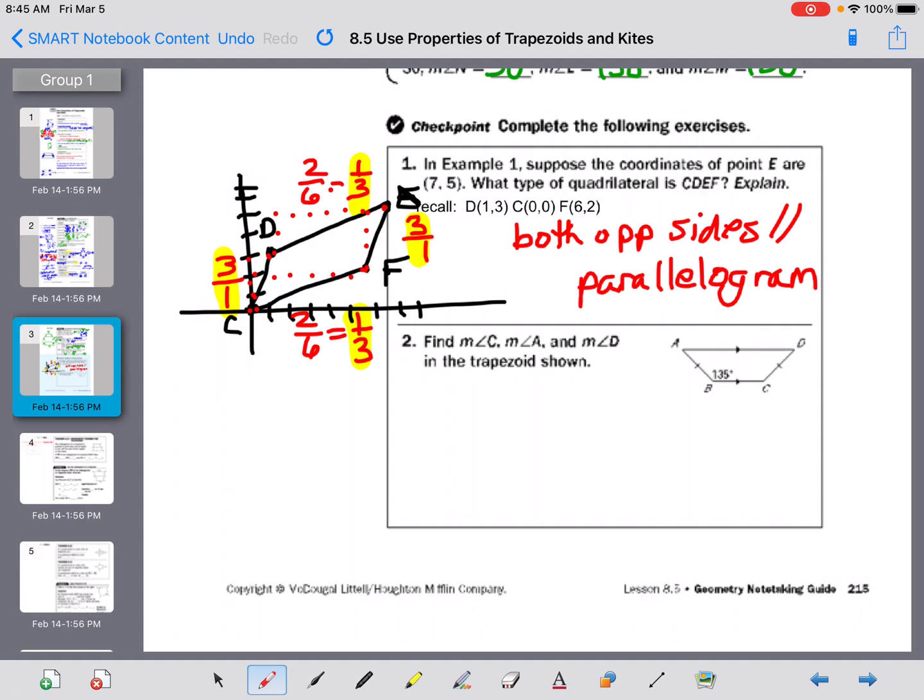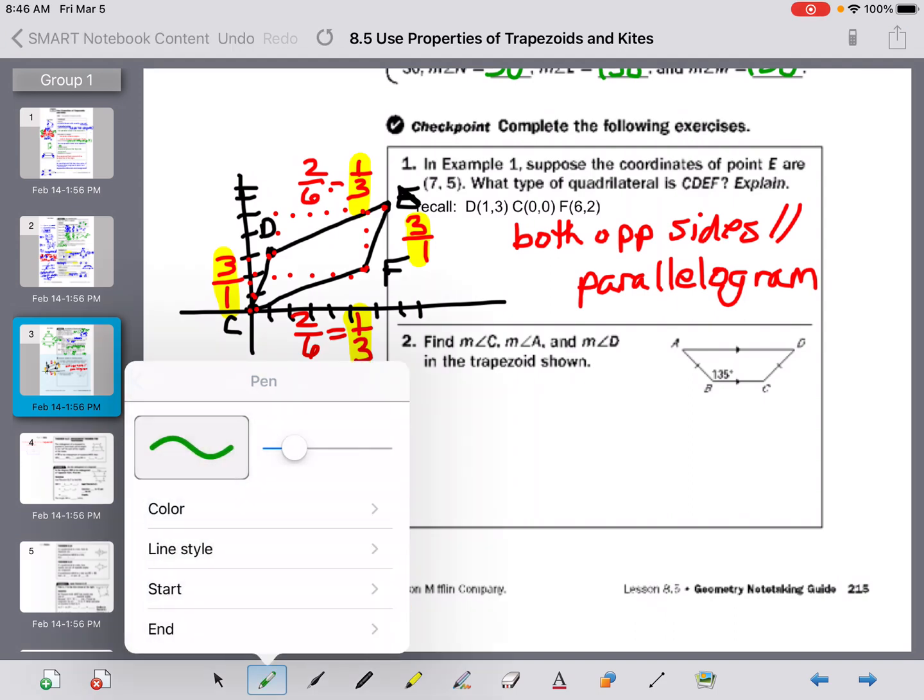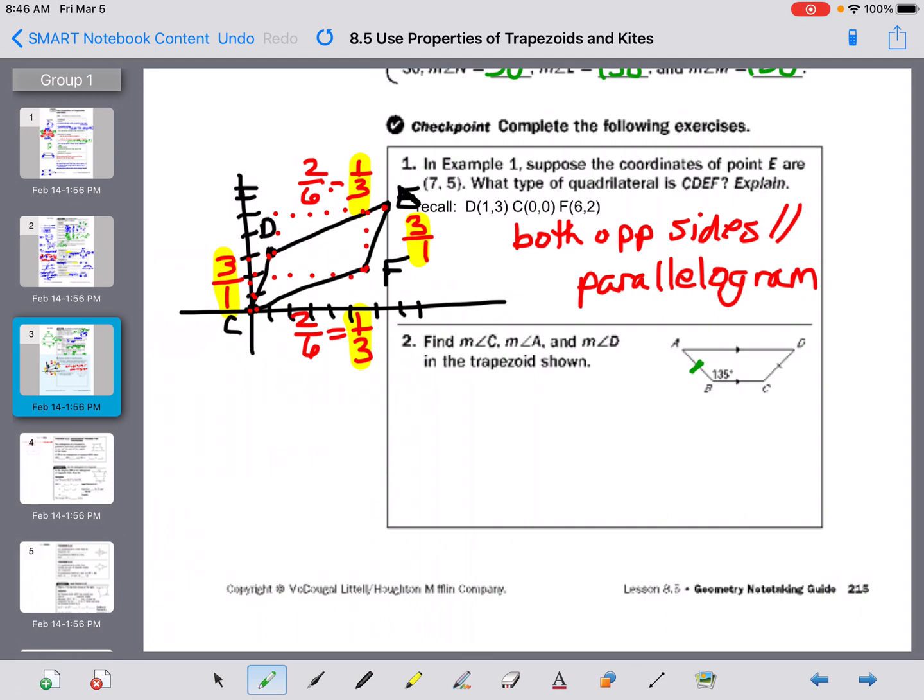All right, finding angles here in this trapezoid. Super important as we look at this trapezoid, we realize the legs are congruent, which means I have an isosceles trapezoid. So that means base angles are congruent. So angle C down here has to be 135 to match angle B because they touch the same base.